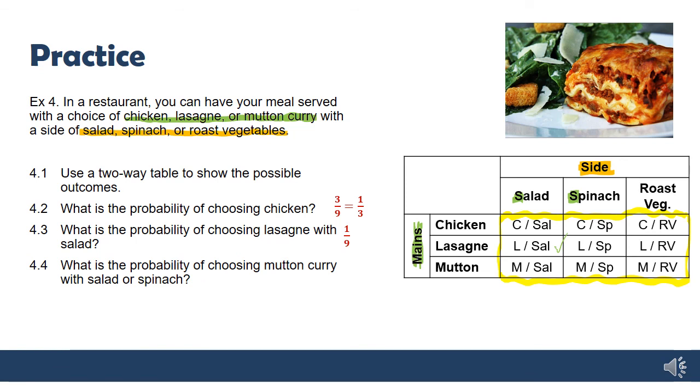And the probability of choosing mutton curry with salad or spinach. So I need to look at all these options that have mutton curry with either salad or spinach. So that's this one and this one. I've ticked 2 boxes out of the 9 possibilities.